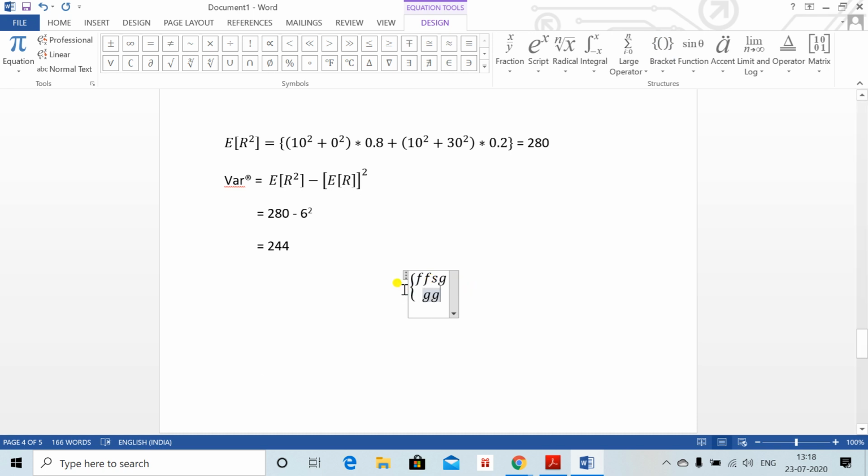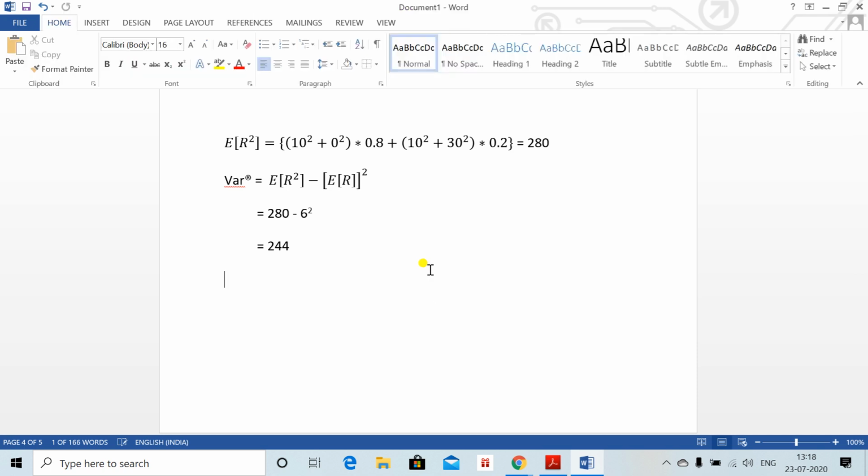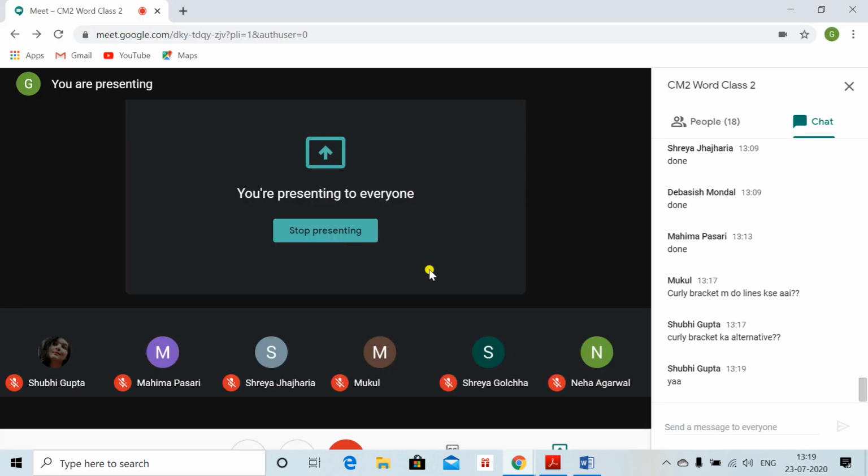Okay, there is a way of writing this also, but that is a much longer way. I can show you all if you want me to show the shortcut way of writing it. I can show that also, but that is a really long way. You all want me to show? Yeah, okay, Shubhi.